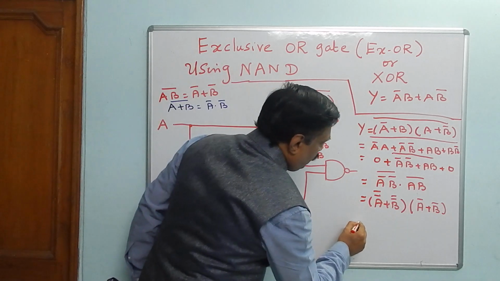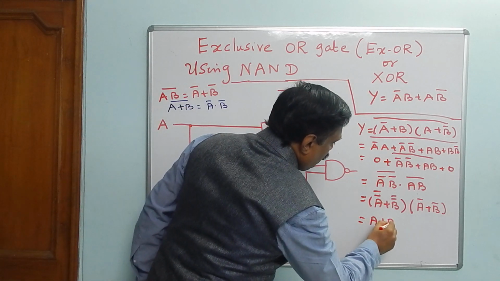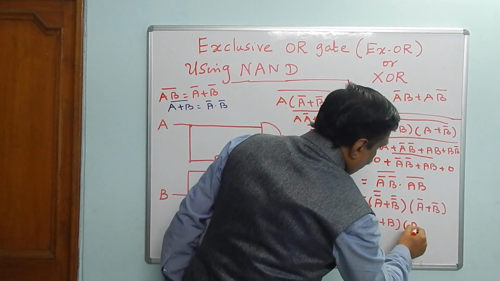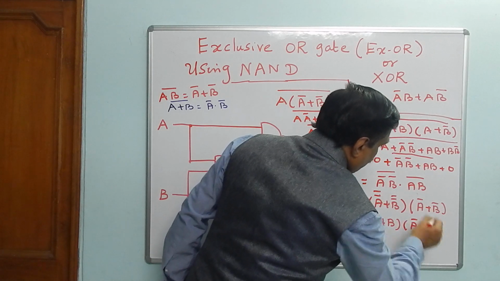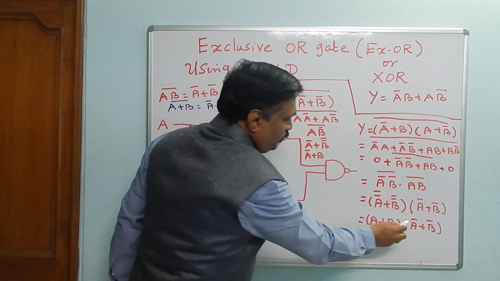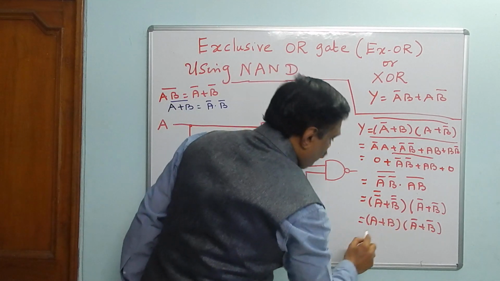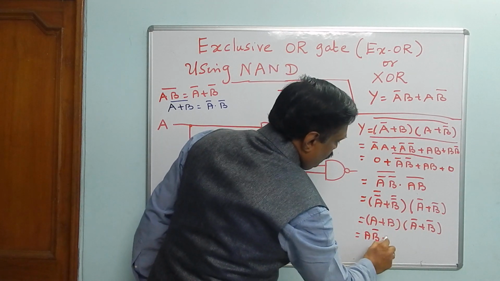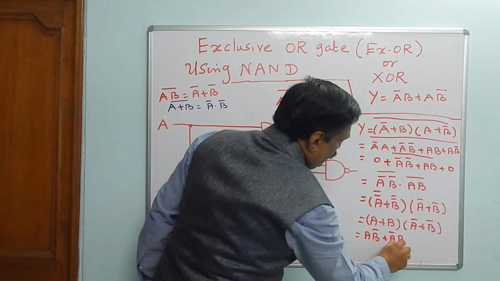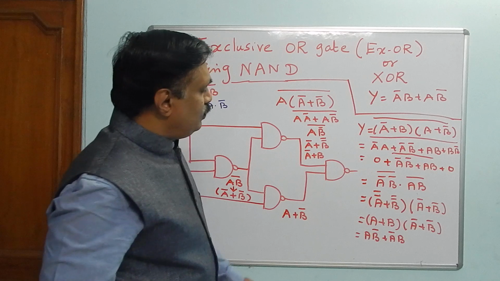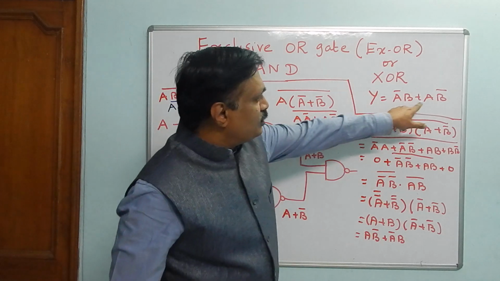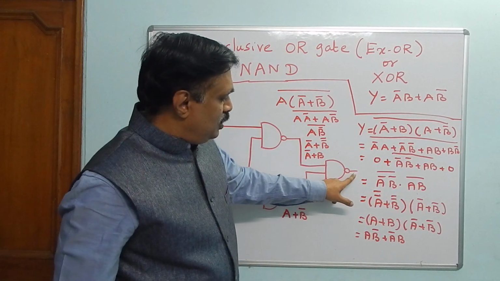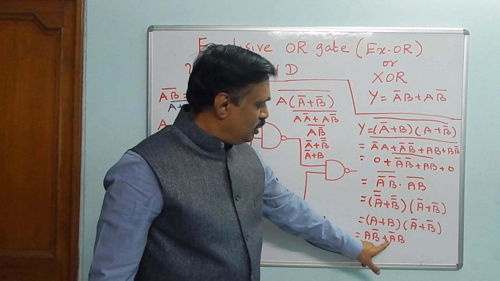Now here you are having A plus B, because two complement will produce the same, into A bar plus B bar. Now you multiply this: A into A bar is 0, and A into B bar, you are having A into B bar, and this one A bar B, and B into B bar is 0. Therefore, now you are getting this equation. That means this output is A B bar plus A bar B.